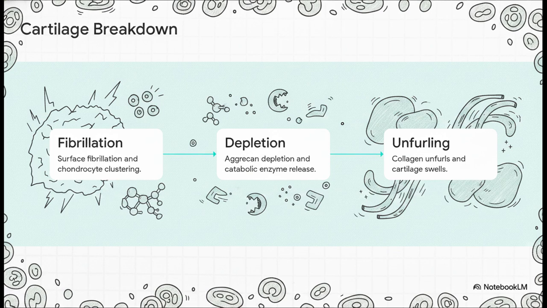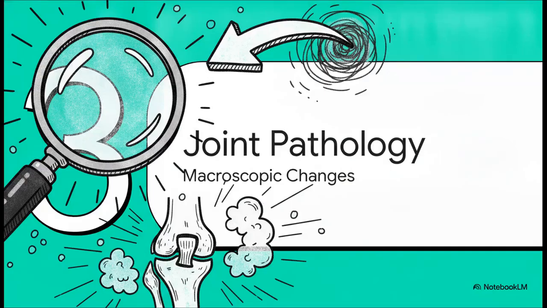Well, first we see surface fibrillation, meaning the cartilage gets roughed up. The chondrocytes actually start dividing and clustering together, desperately trying to repair the damage. But unfortunately, their catabolic destructive activity totally outpaces their ability to rebuild. Then, step 2, we get this gradual depletion of that crucial aggrecan we talked about, driven by those enzymes. And finally, step 3, without the structural integrity of that matrix, the tightly woven type 2 collagen literally unfurls. The negative charges of whatever proteoglycans are left get exposed, they attract water, and the cartilage actually swells up. At that point, it completely loses its compressional stiffness and its ability to bounce back after you put weight on it.